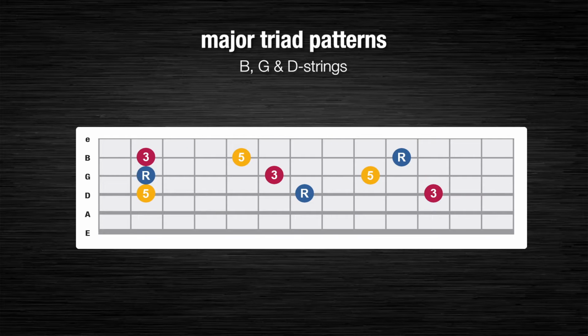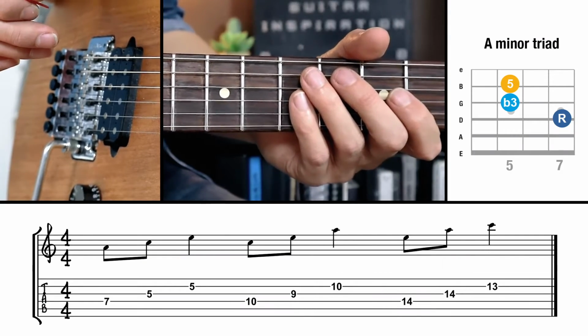Similarly, for any major chord, these are the 3 movable triad patterns to memorize. Note that the major chords have a major third. Now let's apply this to all the chords of our track, starting with A minor.